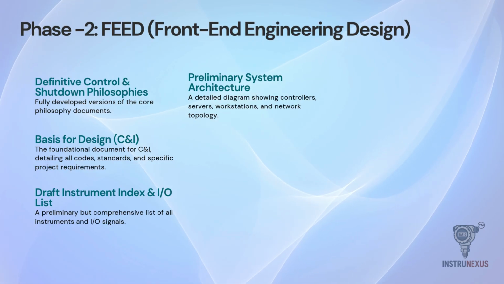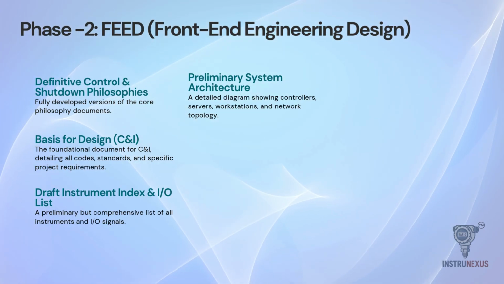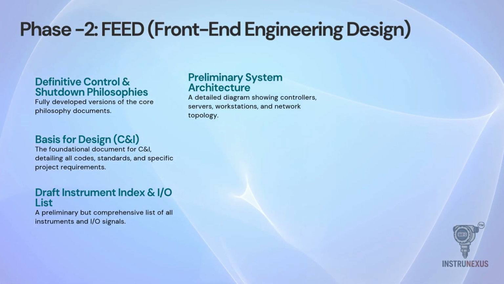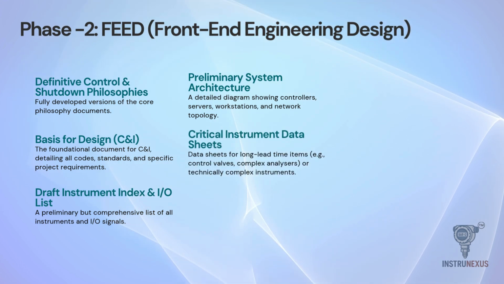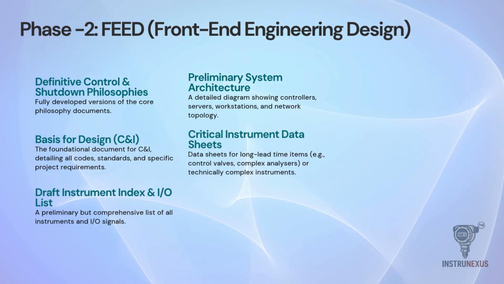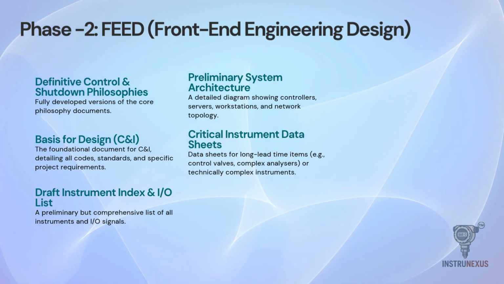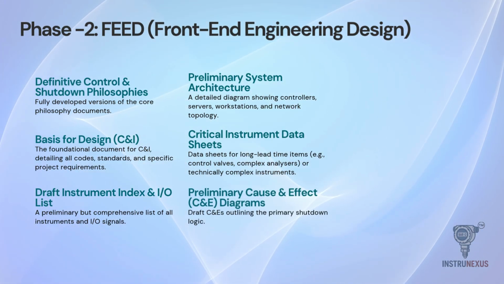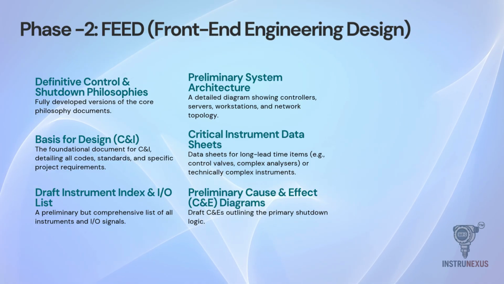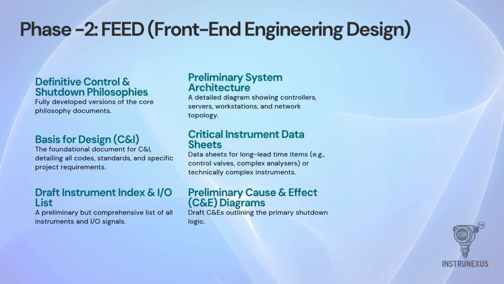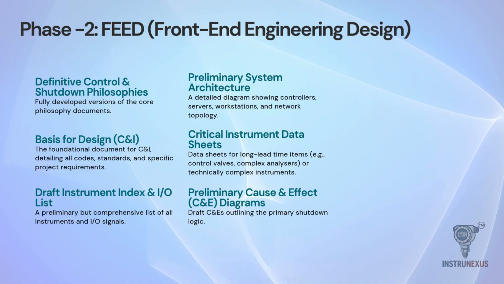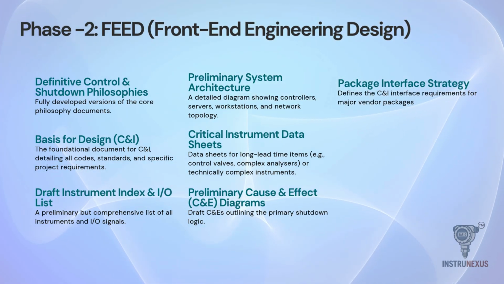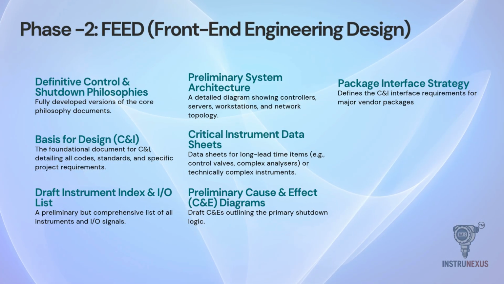Continuing with the FEED phase, we must also address the physical and logical strategies of the plant. We generate critical instrument data sheets. These are specifically for long lead items, like complex control valves or analyzers, that need to be ordered early. We also begin drafting the preliminary cause and effect diagrams, which outline the primary shutdown logic. Another major deliverable is the package interface strategy, which defines how the instrumentation interacts with major vendor packages.